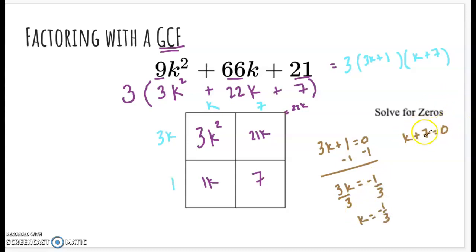I can do the same thing over here. I'm going to get rid of that +7 by doing the opposite, or the inverse, which is -7. So k equals -7. So my zeros would be -1/3 and -7.